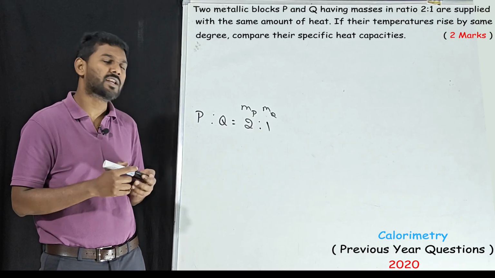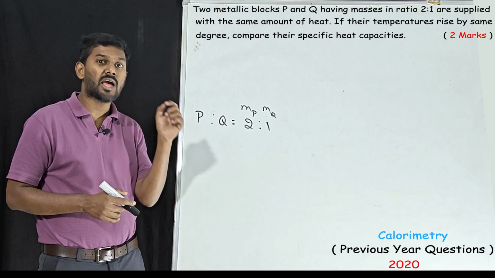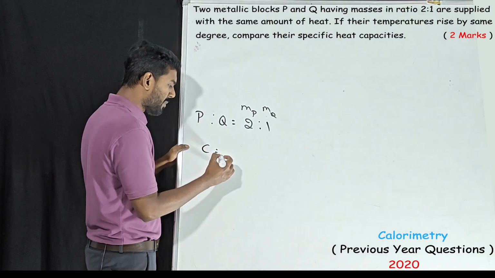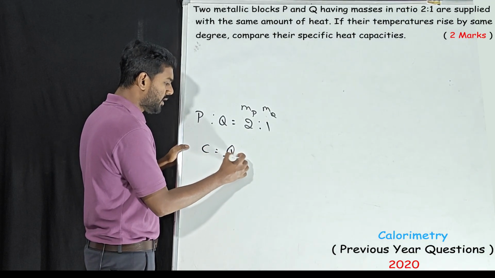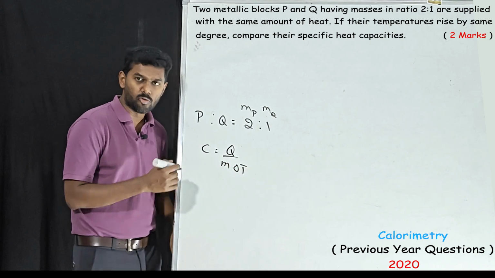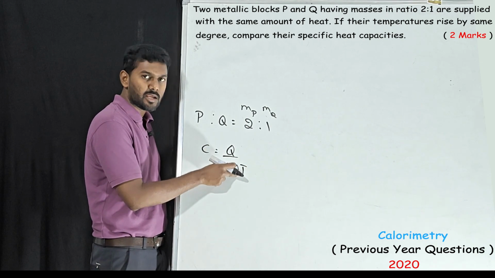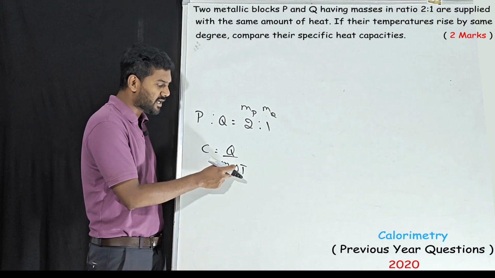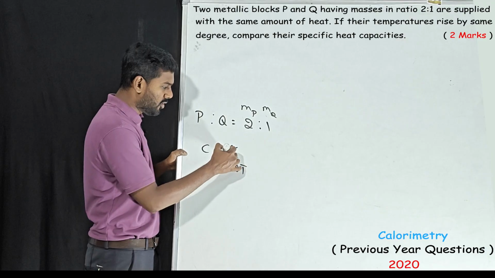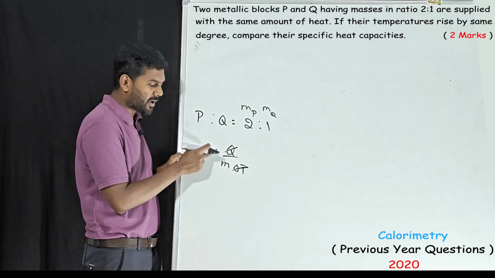Now a few students will get confused. First I'll teach you the answer, then I'll teach you that confusion point. Now listen. We know specific heat capacity is Q by m delta T, correct? They have clearly mentioned Q and delta T. Q means heat energy supplied and change in temperature, both are the same. So now it is only related to specific heat capacity and mass.